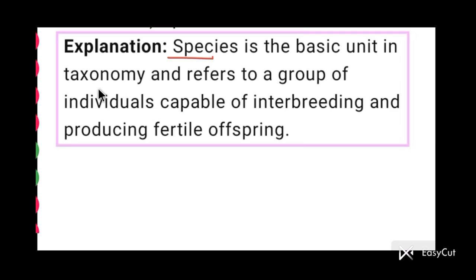A species is the basic unit in taxonomy and refers to a group of individuals capable of interbreeding and producing fertile offspring. देखिए taxonomy की basic unit है species and species क्या है? Group of individuals जो interbreeding कर सकते हैं और fertile offspring produce करते हैं.